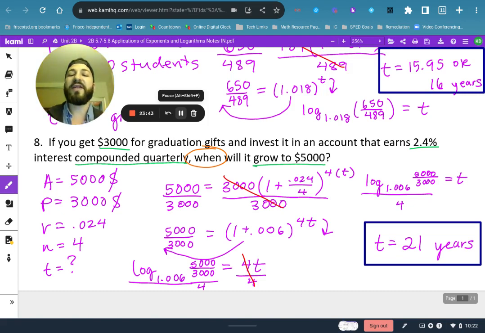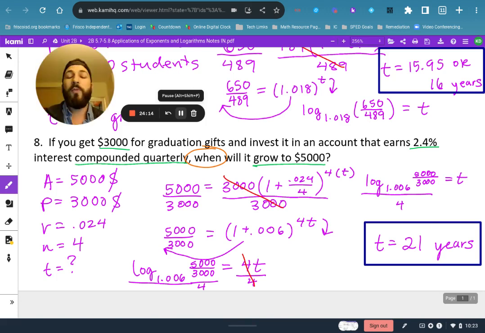So we go ahead and divide 3,000 on both sides. We get 5,000 over 3,000. Inside the parentheses, I simplify it to 1 plus 0.006 because 0.024 divided by 4 is 0.006, which of course I did say we don't have to do any math beforehand. So if you want to leave your base as 1 plus 0.024 divided by 4, by all means. But I do like to do some simple math where really I know I'm not losing a decimal by dividing 0.024 by 4 to get 0.006.